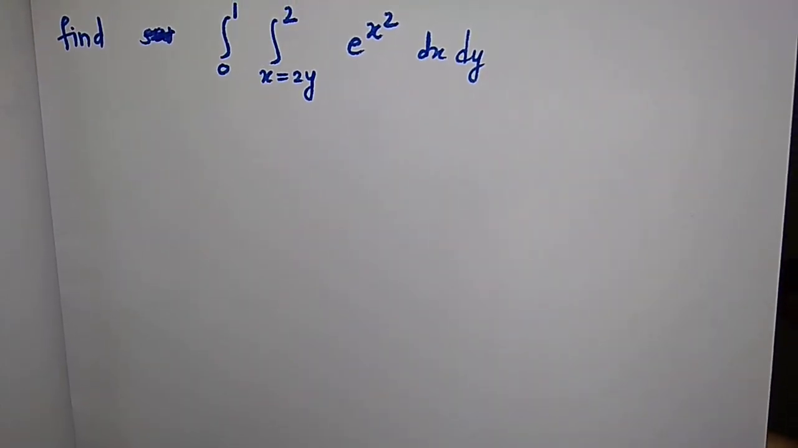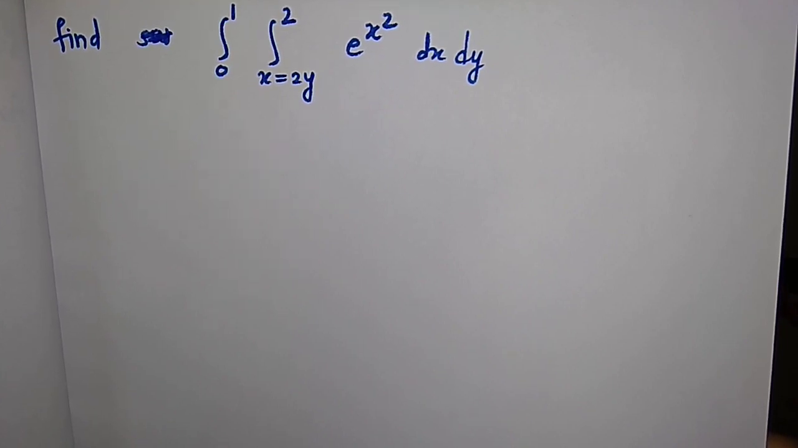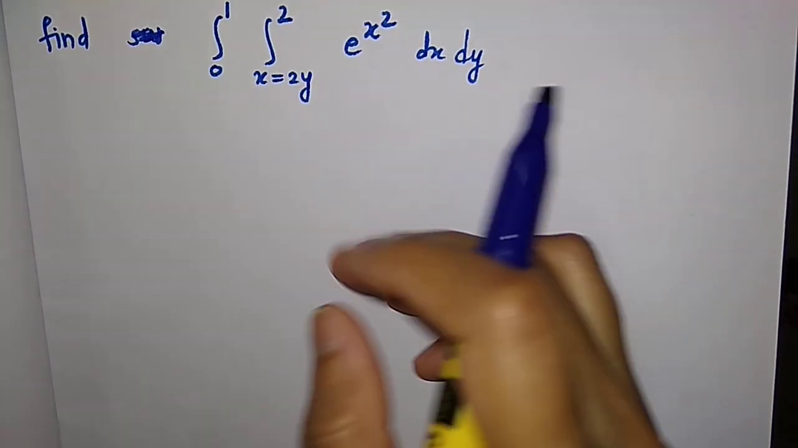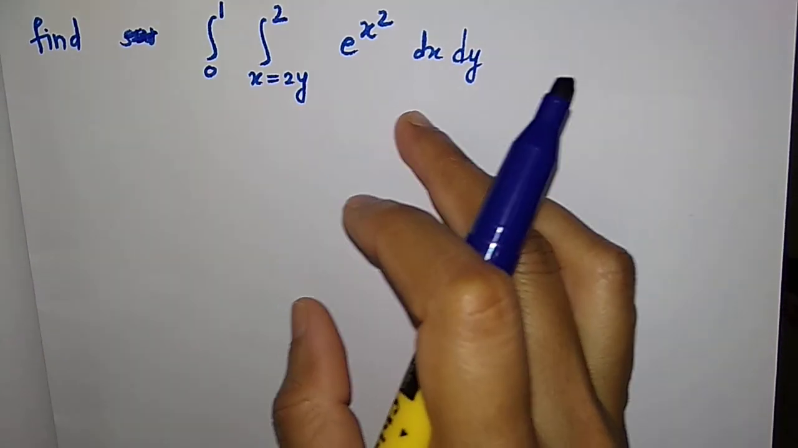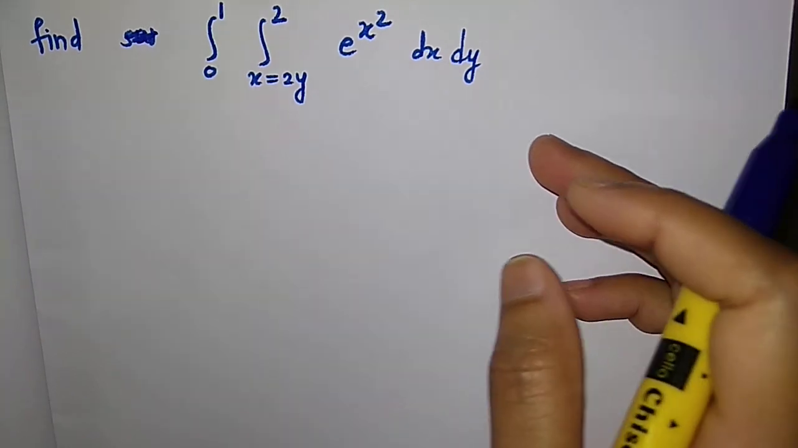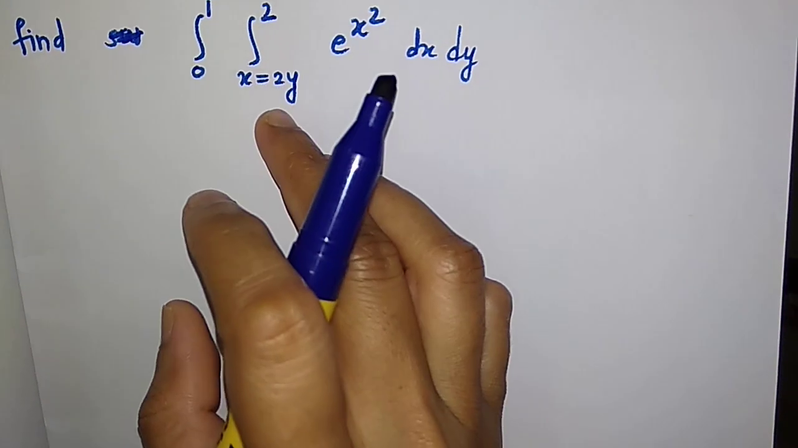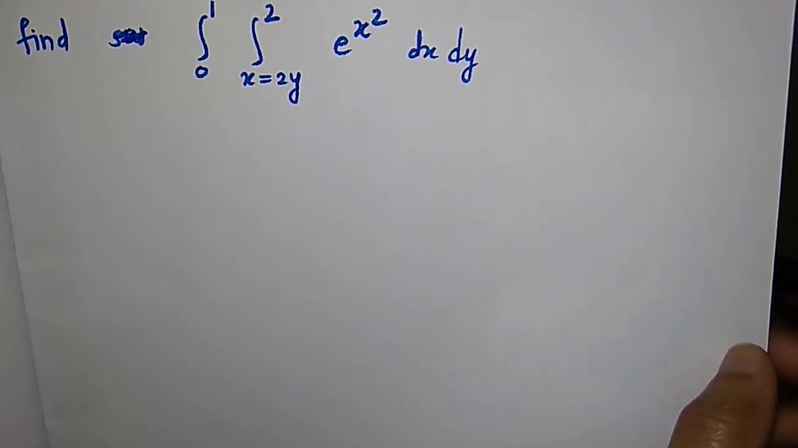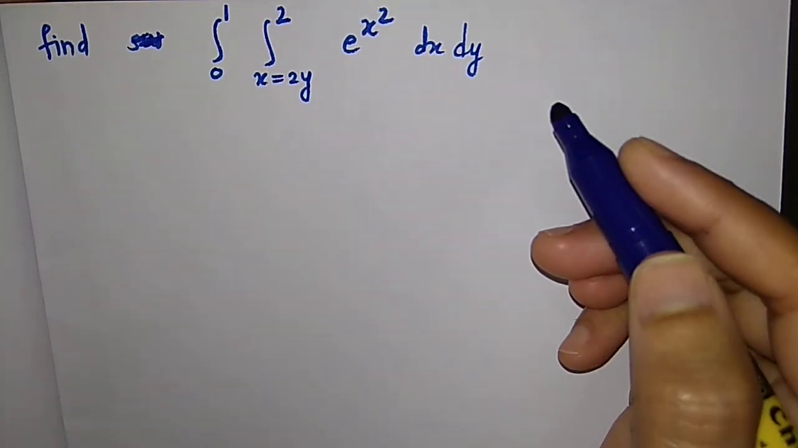In this video, I am going to solve problems from IIT-JAM 2020. So let us see the first problem. We have to find the double integral of e raised to x square dx dy, where the limits of x are from 2y to 2 and the limits of y are 0 to 1. So let us find it.